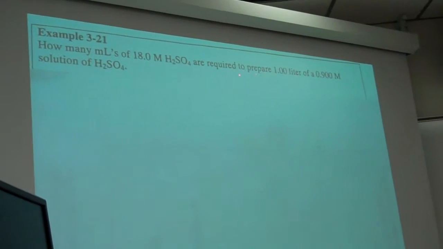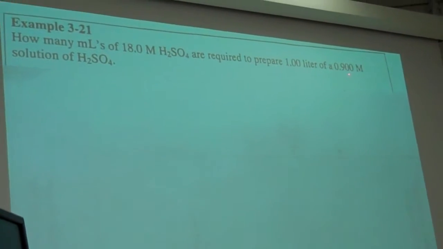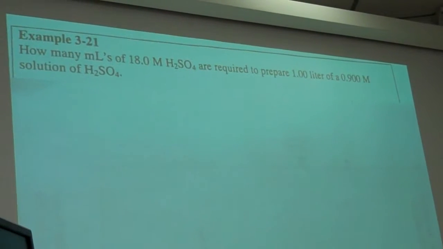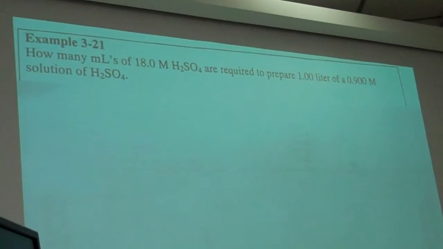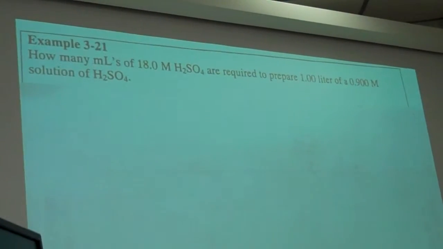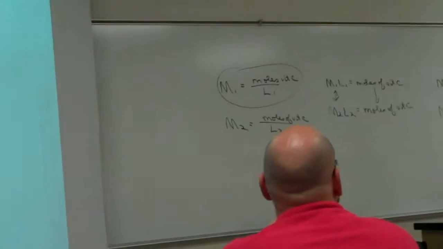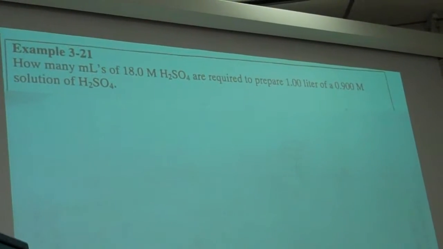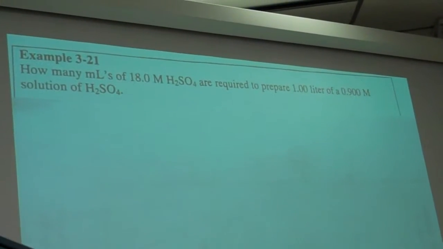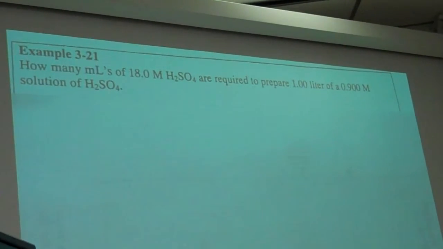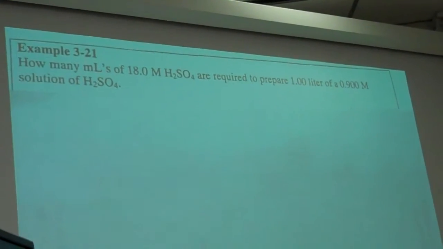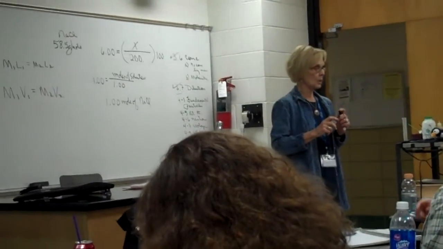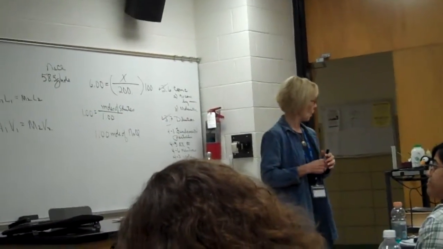How many mils of 18 molar sulfuric acid are required to prepare 1 liter of a 0.9 molar solution of sulfuric? Okay, I see molarity, so I might think, there's my little equation I need. But there's something more. There are 2 molarities they talk about. They have a high molarity, they have a lower molarity. That's what just shouts it's a dilution problem. We've got 2 molarities in this problem. Or it may have some wording about dumping in some water.